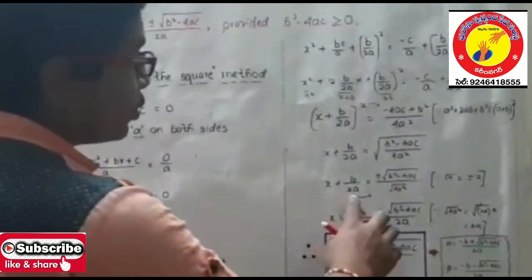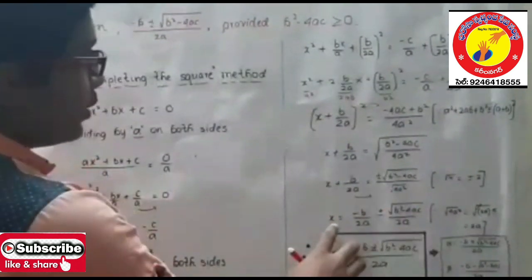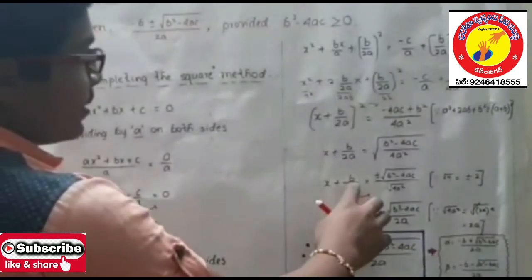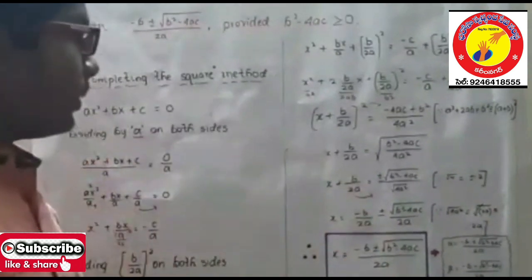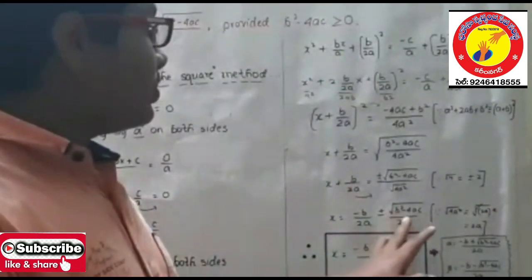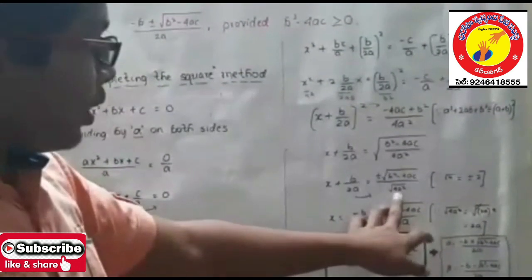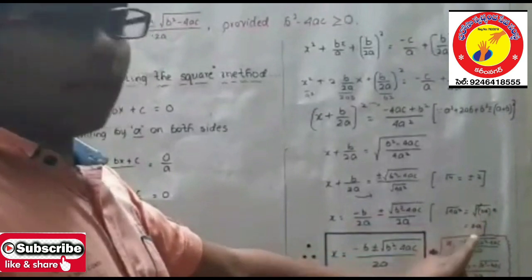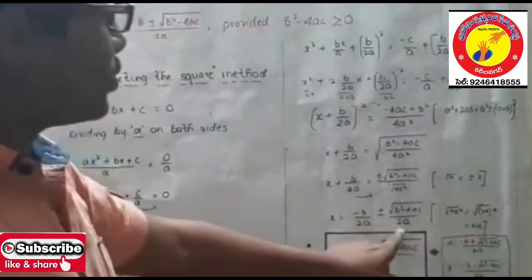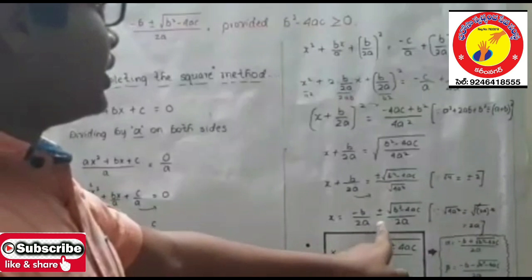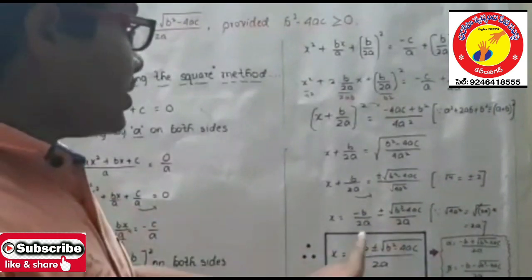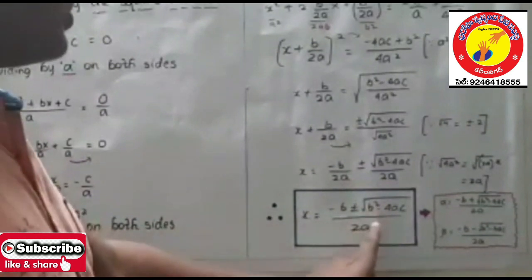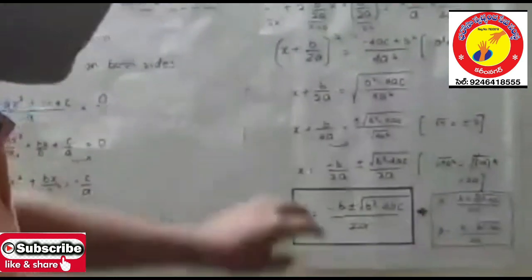Now I am sending b by 2a to the RHS. When I send b by 2a to the RHS, I will get x is equal to minus b by 2a plus or minus under root b square minus 4ac. I can write under root 4a square as under root 2a whole square. Here square and square root get cancelled and we get the final answer 2a. Here we see that both the denominators are the same, therefore we just add or subtract the numerators. Therefore, x is equal to minus b plus or minus under root b square minus 4ac by 2a. This is the quadratic formula.